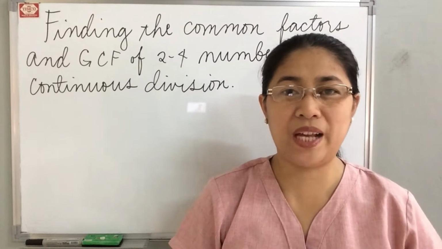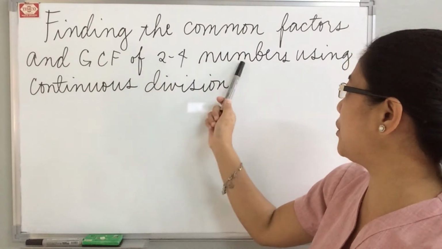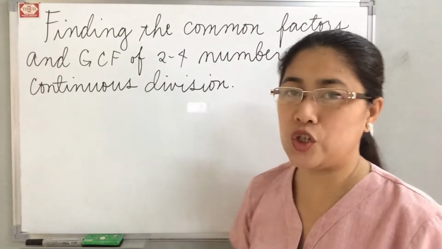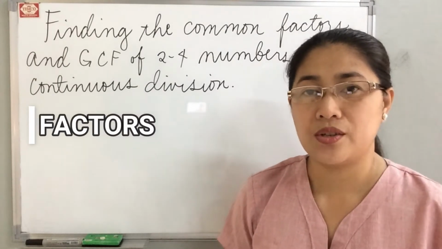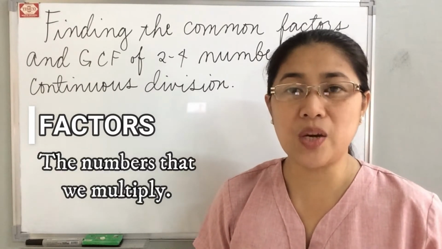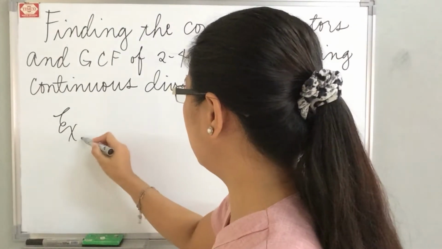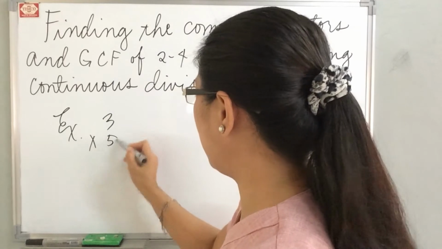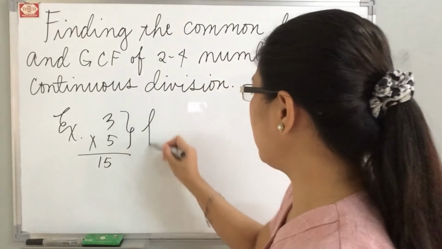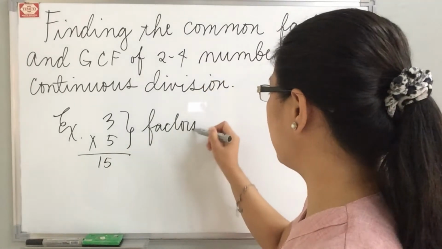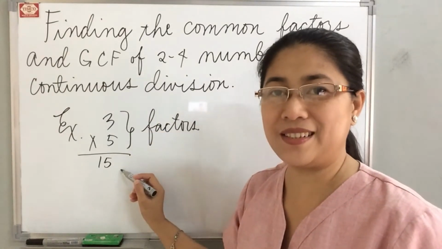Today, we're going to talk about finding the common factors and the greatest common factor of 2 to 4 numbers using continuous division. But before that, let me tell you first the meaning of the word factors. When we say factors, these are the numbers that we multiply. For example, we have 3 times 5. 3 times 5 will give us 15. 3 and 5 here are what we call the factors. So 3 and 5 are factors of 15.